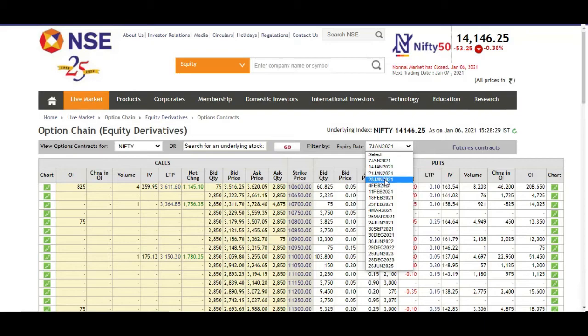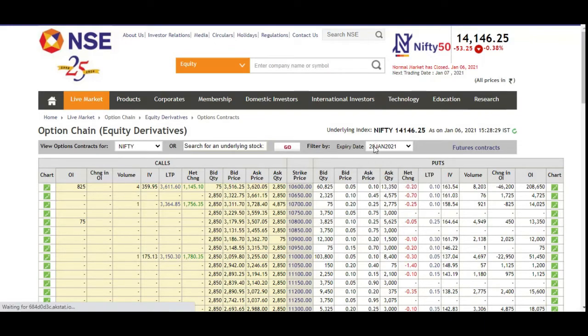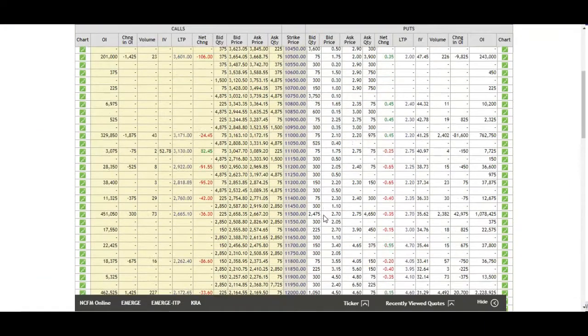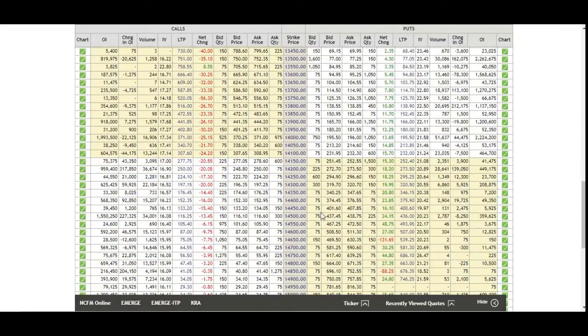Okay, so for the same 14,100, if you look at the 28th Jan expiry, here you can come to know that the price will be a little bit higher. Here you can see that it is trading at the price of 307. If there is more time period for the expiry, the option price will contain higher premiums.